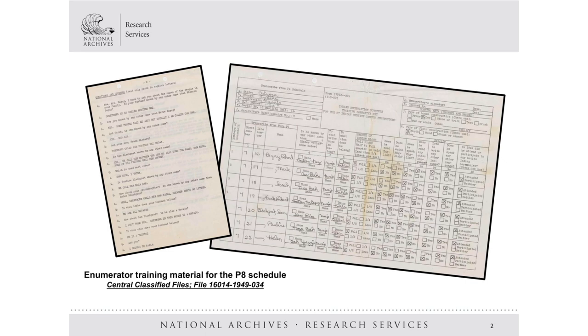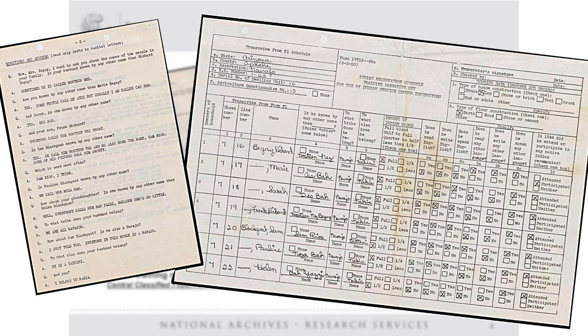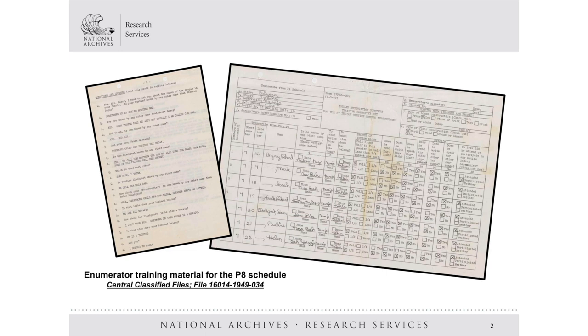Here, we see the first page of the script and a sample schedule showing how it was to be filled out, records of which, along with everything else I'll share today, are found in our online catalog, with links throughout my slides. That aside, this month, these schedules, along with the rest of the 1950 census, were made publicly available via the National Archives 1950 Census webpage and can be browsed, searched, and downloaded there.